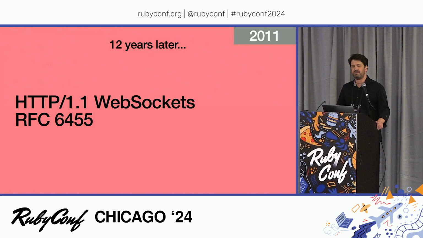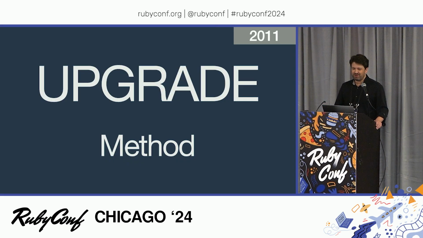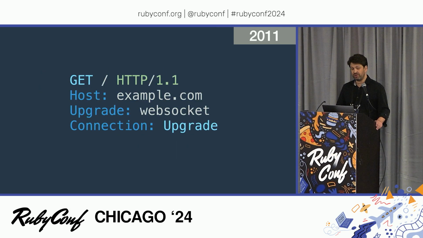So these RFCs are actually pretty good reads. They're not that technical for being technical documents. I guess they are technical. They're as technical as you can get, but they're readable. And what this brings to us in 2011 is the upgrade method, a new method for headers.